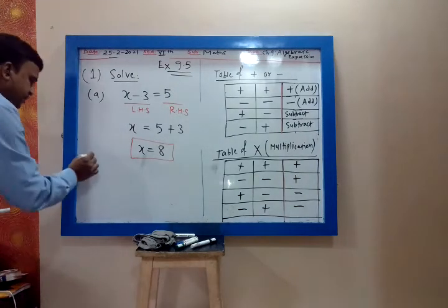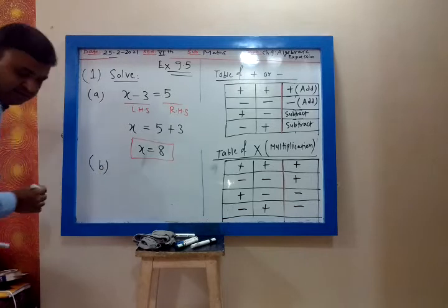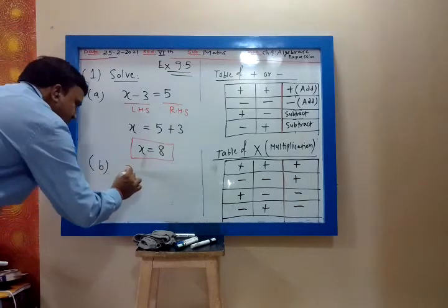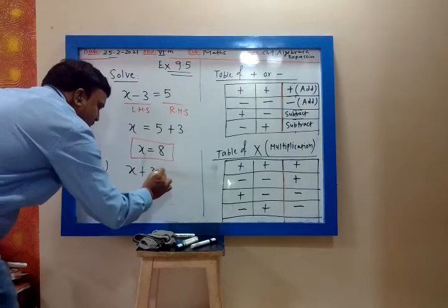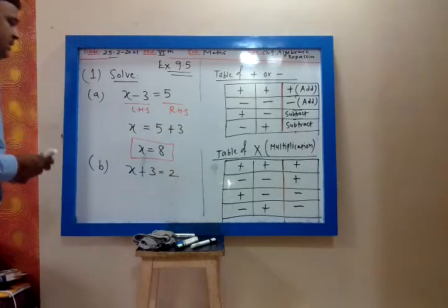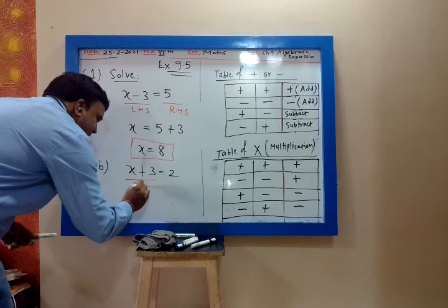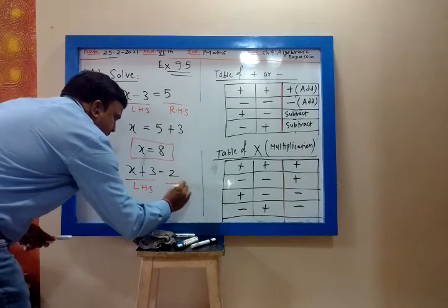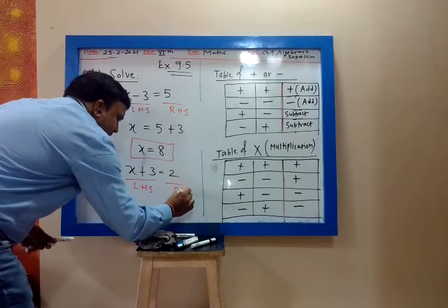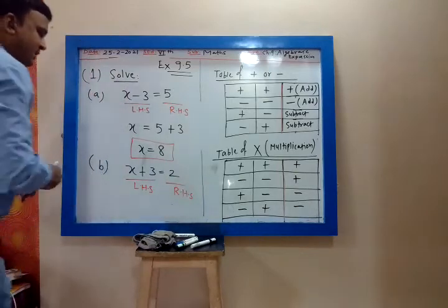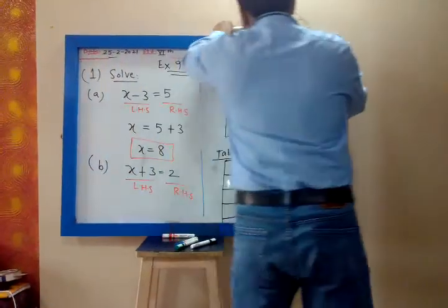Then B, x plus 3 is equal to 2. x plus 3 is equal to 2. Now this is my left hand side, and this is my right hand side. Wait, this is my left hand side, this is my right hand side.